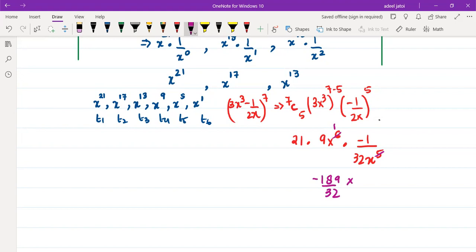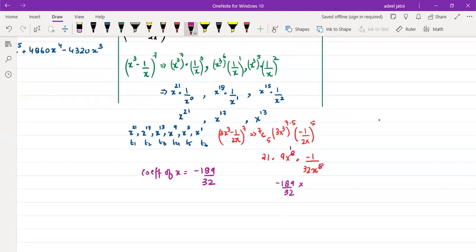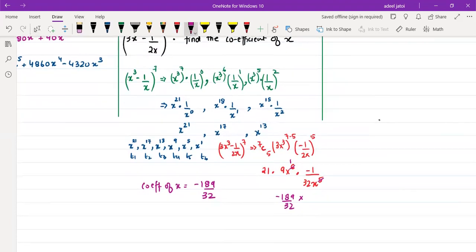So the coefficient of x is equal to minus 189 upon 32. This will be the answer for 3x cube minus 1 upon 2x to the power 7, for finding out the coefficient of x, which is minus 189 upon 32.